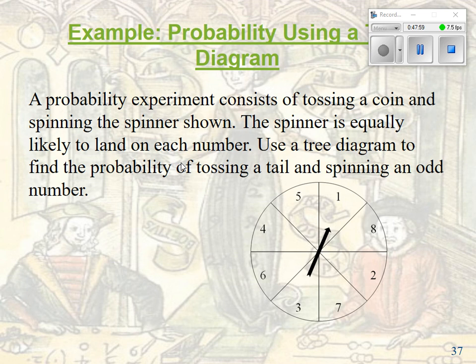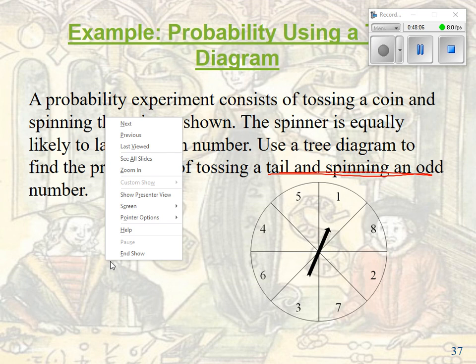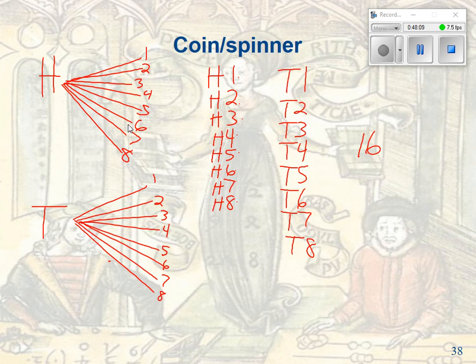And we said that we wanted, I gotta go back a second. We said that we wanted the probability of tossing a tail and spinning an odd number. So we want a tail and an odd number. Well, if we look at this sample space, we know that there's 16 total outcomes. We can look at the favorable outcomes. And what I like to do is go through the sample space, if I have it listed, and just circle the ones that are favorable. So a tail and a 1 is a favorable outcome. Tail and a 3 is favorable. Tail and a 5 is favorable. Tail and a 7 is favorable. So there's 4 of them.